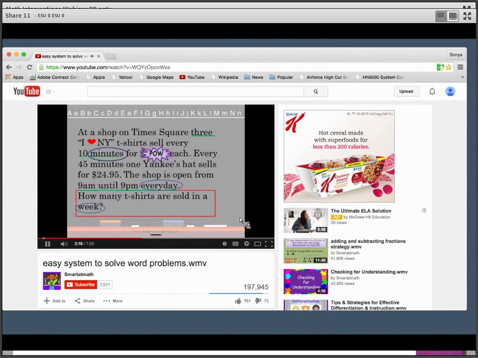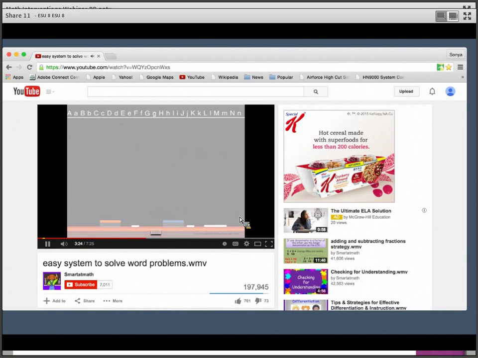And the Yankees hats, all the information about the Yankees hats, you can just knock out of there because they're not asking us about Yankees hats. They're just talking about t-shirts. So here's the information needed to solve our problem. There are 60 minutes in an hour, and there are 12 hours from 9 a.m. to 9 p.m., so we're going to multiply 12 times 60. That's going to give us 720 total minutes per day that the shop is open.